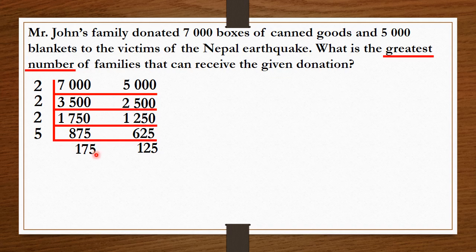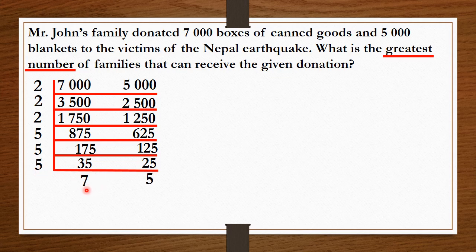Next, 175 and 125 are still divisible by 5. Okay, let us divide again 175 and 125 by 5. 175 divided by 5 is 35. 125 divided by 5, we have 25. Next, 35 and 25 are still divisible by 5. So 35 divided by 5, we have 7. 25 divided by 5, we have 5.